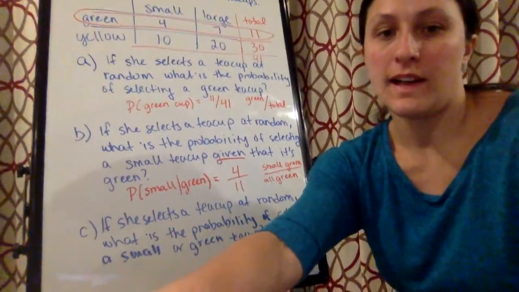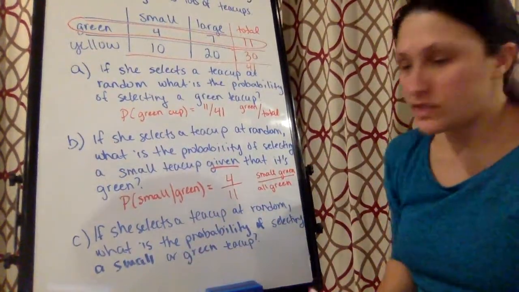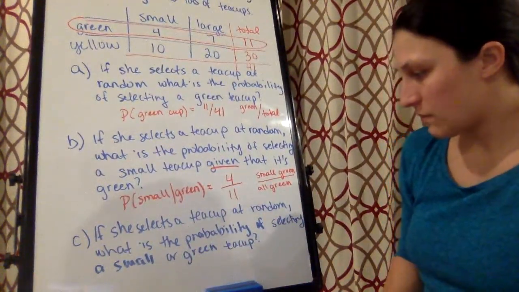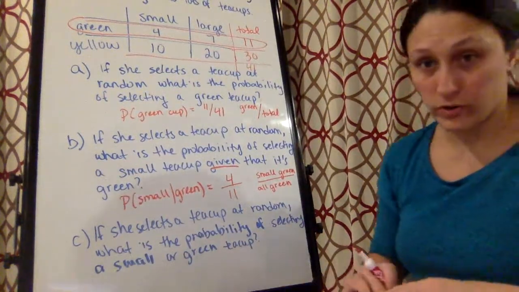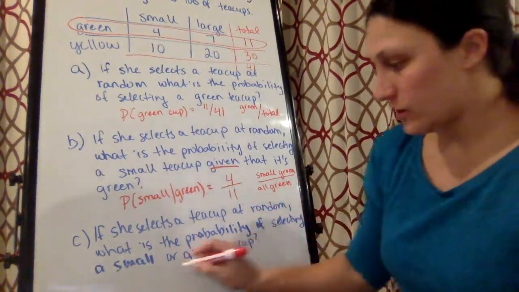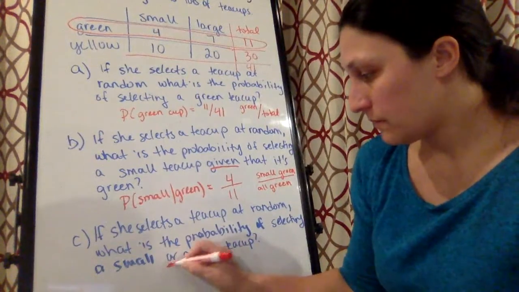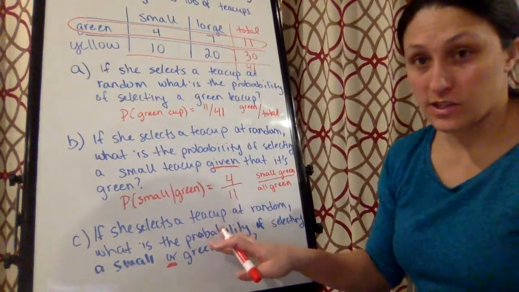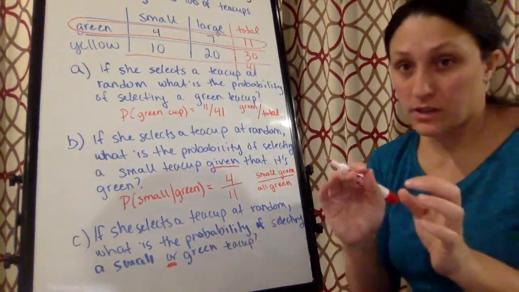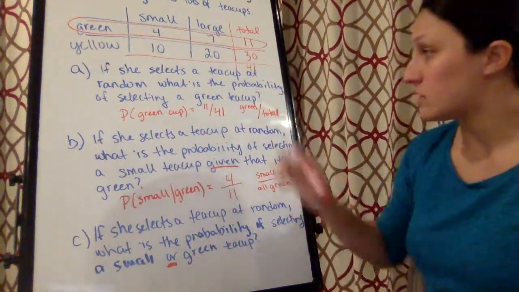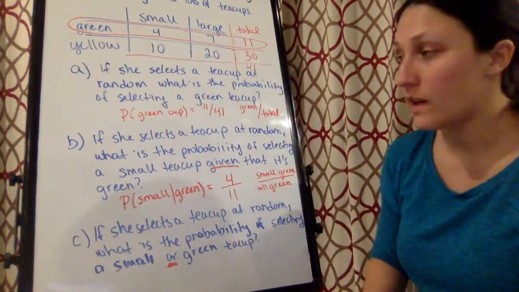All right, and then the last problem says, if she selects a teacup at random, what is the probability of selecting a small or green teacup? That is a disjunction now because of the or. Okay, so it's not a condition. That means the denominator should still be the total, just like in the first question in part A.